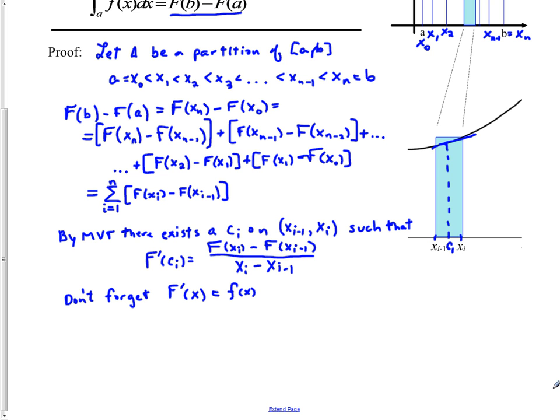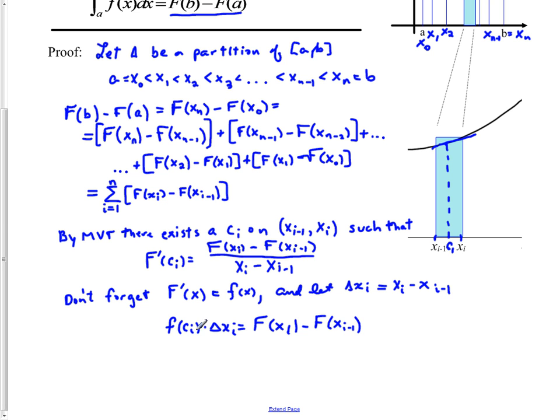Well, how does that help us? Well, that helps us because we have to remember that capital F is an antiderivative of f by definition, so F prime of x is f of x, and therefore we could certainly say that if we define each delta x of i to be equal to x of i minus x of i minus 1, if we rewrite this expression just a little bit, we're going to see something that looks like this. f of c sub i times delta x of i equals F of x of i minus the antiderivative at x of i minus 1.